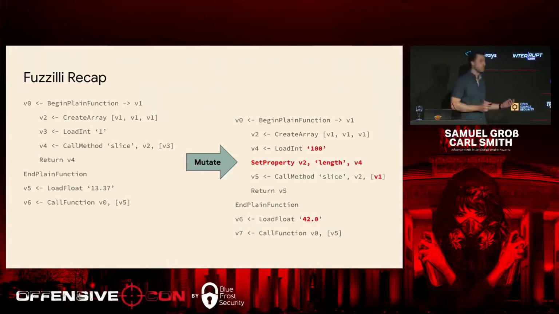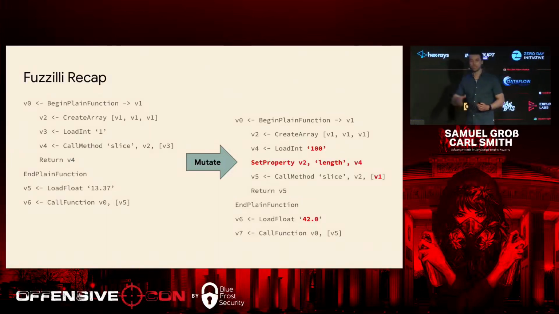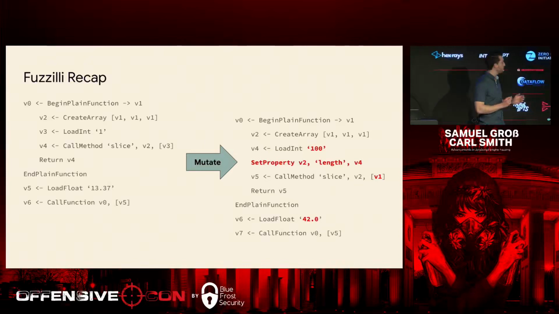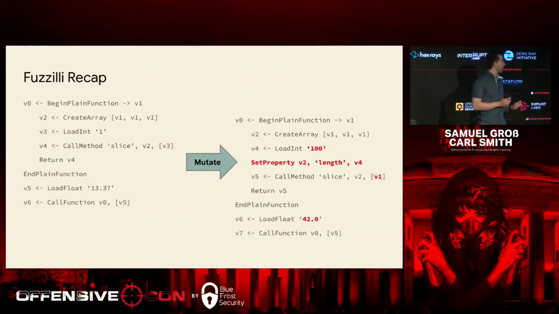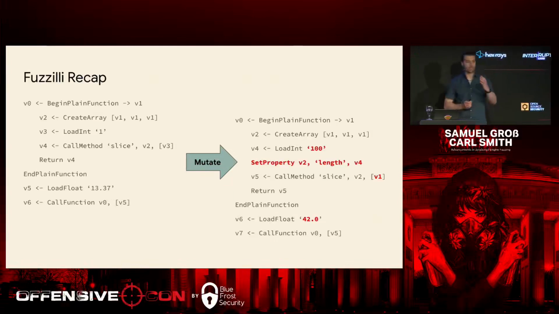Here you see some examples of really simple but meaningful mutations. For example, we turned the constant 1 into 100. We added some random code, the set property here. We changed some inputs around, like what used to be V3 is now V1. All of these are interesting mutations, and they are really easy to implement in this model.